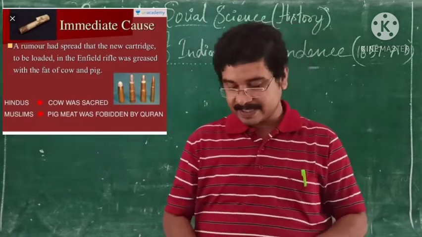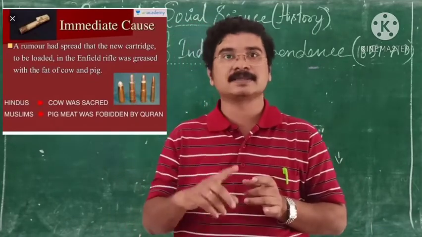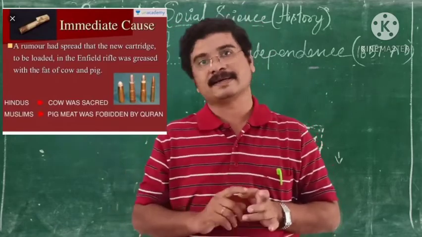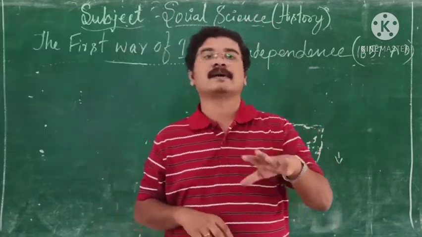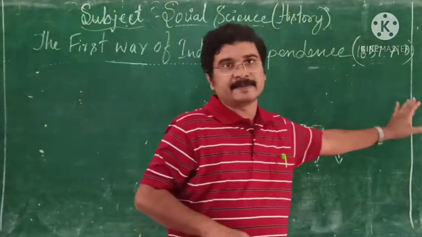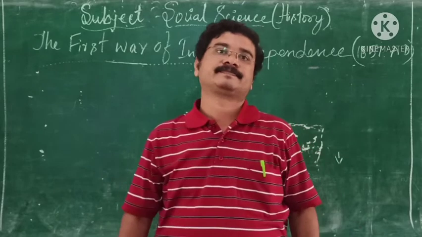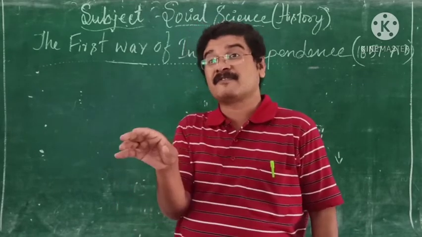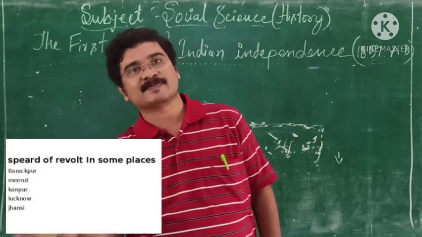Okay, one is administrative cause, economic cause, political cause, then immediate causes. These military causes are all the major causes for the first war of Indian independence. Afterwards, the eruption of revolt and spread.